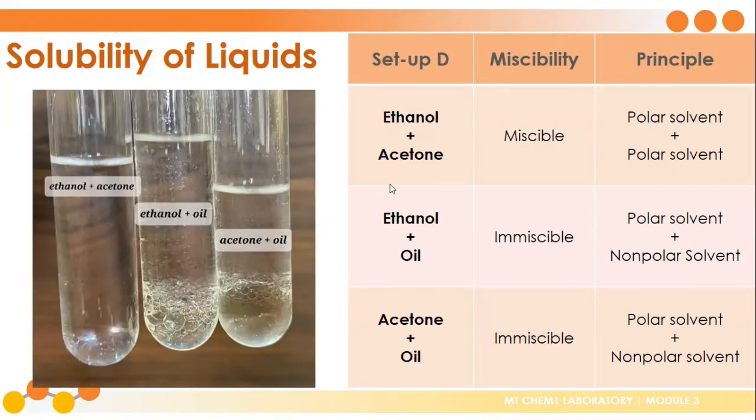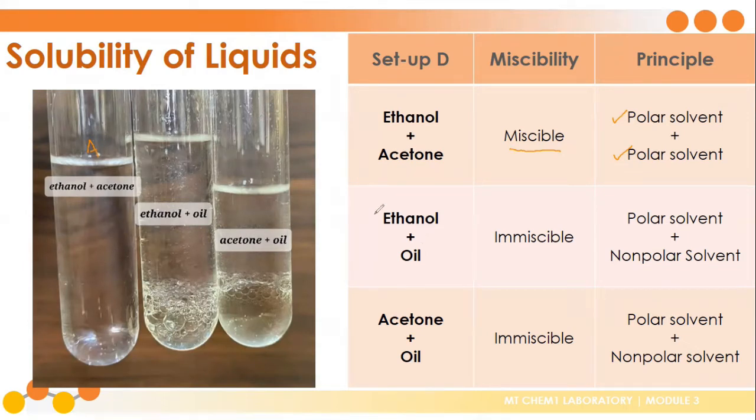For the next and last part of our experiments, again, we have different solvents that we are to mix with each other and observe their miscibility. We have here ethanol, acetone, and oil. For the first one, we have ethanol and acetone. Both of these solvents are polar. Again, if we follow the rule, like dissolves like, since both of these are polar, they are miscible with each other. As you can see in this test tube A, you cannot identify which is ethanol and which is acetone.